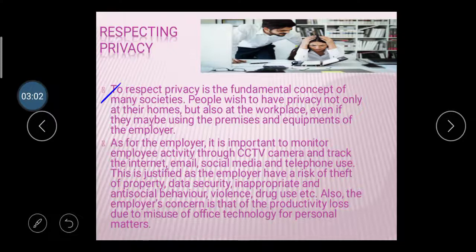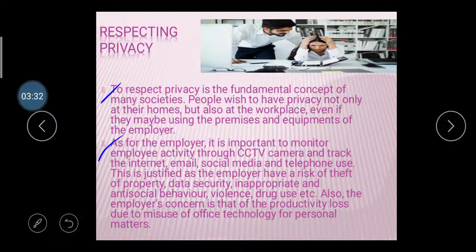Okay, then the second one: for the employer, it is important to monitor the employee's activity through CCTV cameras and track internet, email, social media, and telephone use. There are various companies doing this type of work. As an employer, they have to continuously monitor, or we can say continuously observe, the employees' work.